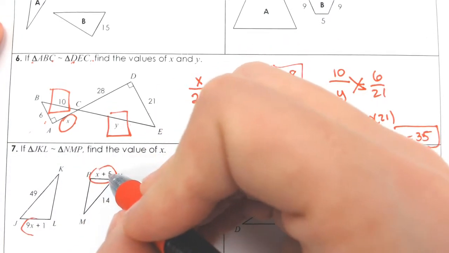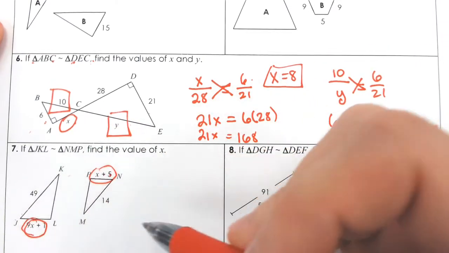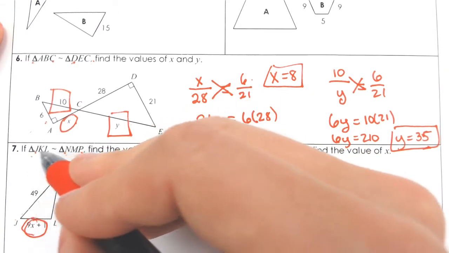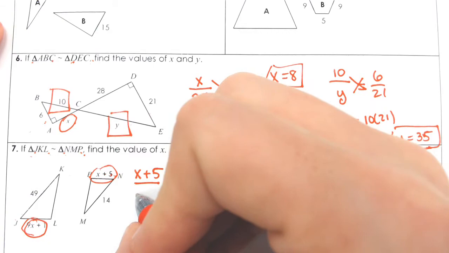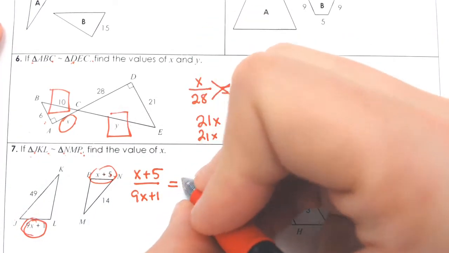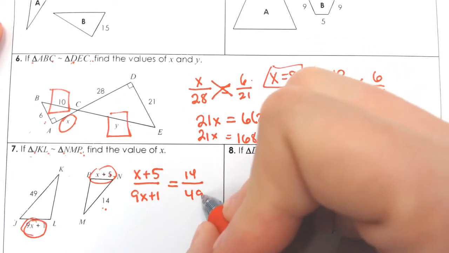So, x plus 5, that relates to the 9x plus 1. Those are the shorter sides of this triangle. PN, first and last letter. JL, first and last letter. Small shape, x plus 5, over bigger shape, 9x plus 1, will equal, keep it consistent, small shape, 14 over 49.